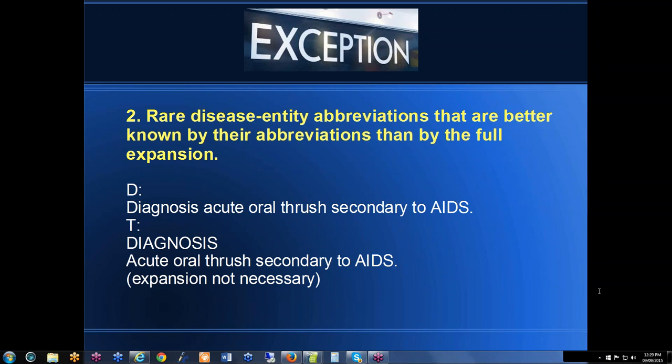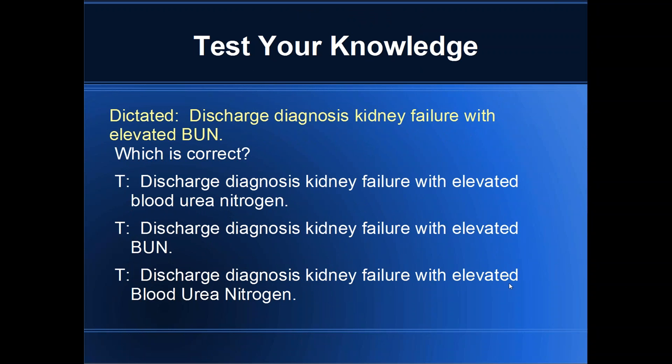Great. Okay, so we'll move right on then. Here we go, a test your knowledge. What was dictated is discharge diagnosis, kidney failure with elevated BUN, which is correct. I guess I should put the A, B, or C in there, but I didn't. So there's three different versions there: A, B, or C.